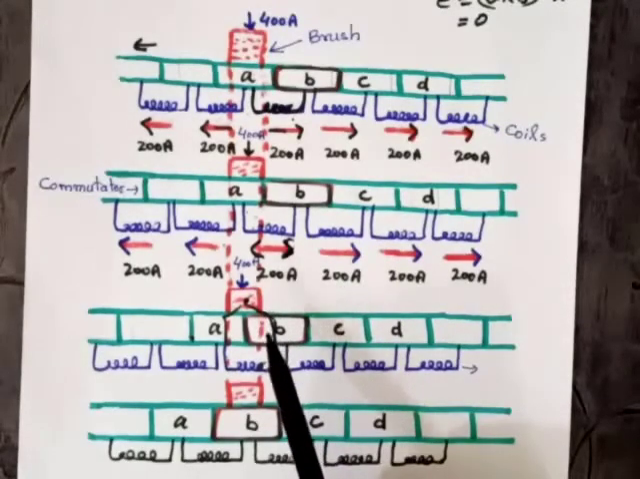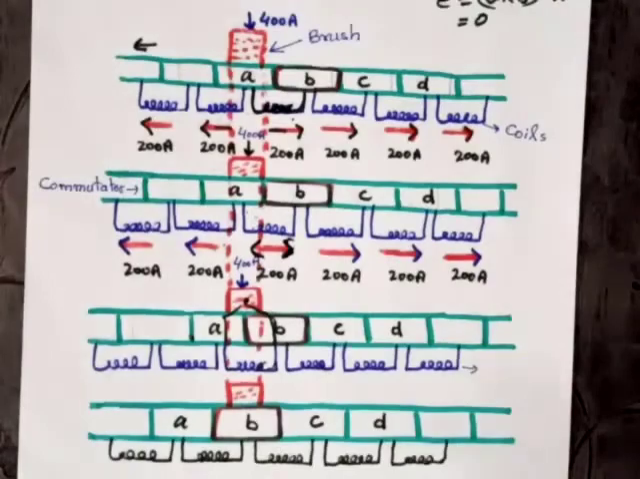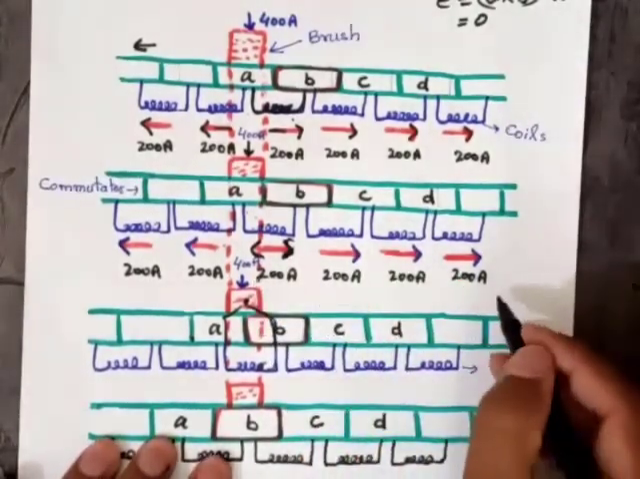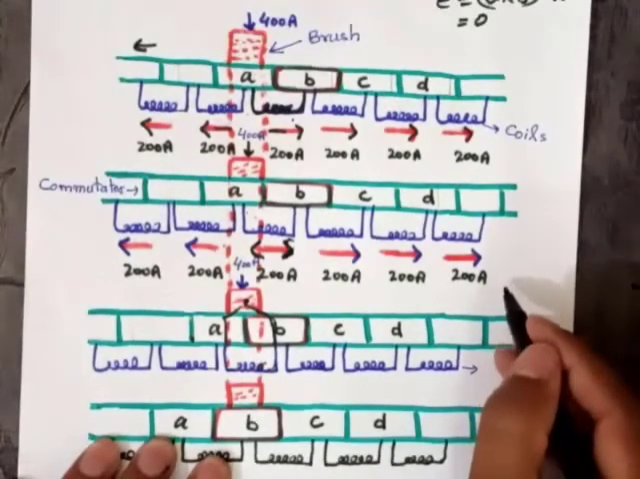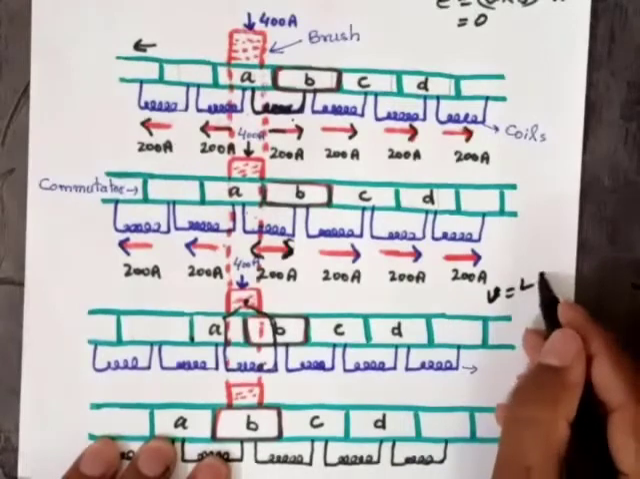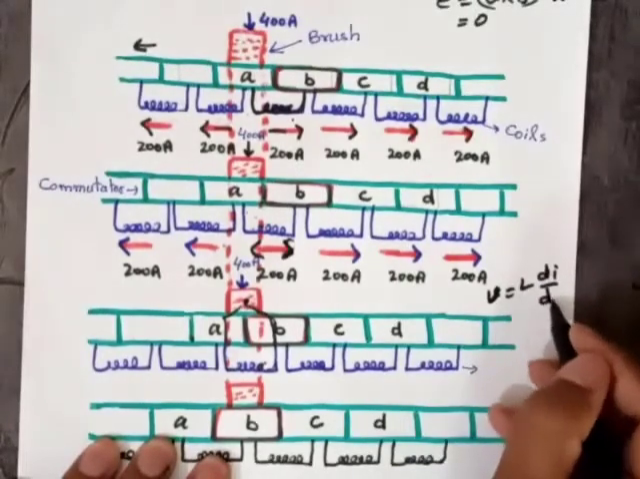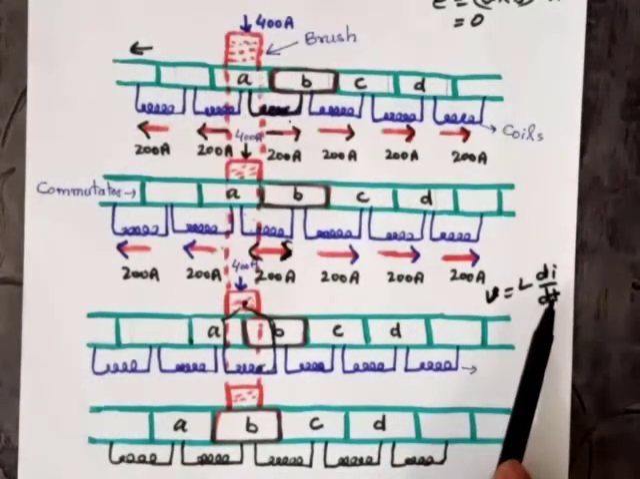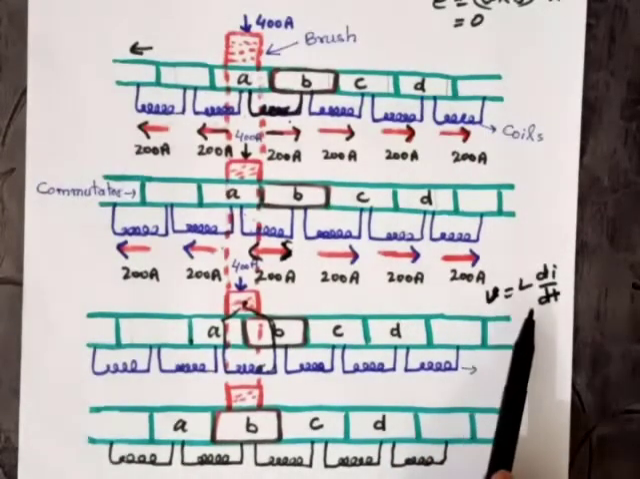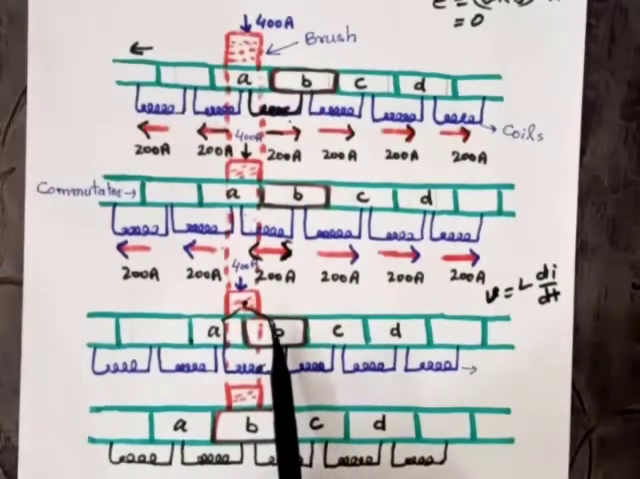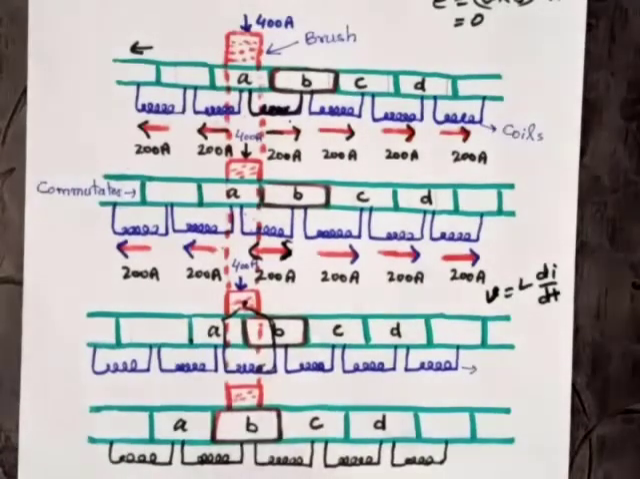Now, what is that EMF value? As we know, when the direction of the current changes, voltage V is equal to L di over dt. When the change in current occurs, a large voltage will be induced. That voltage will oppose the change in current in the inductor. So it will be something like this.